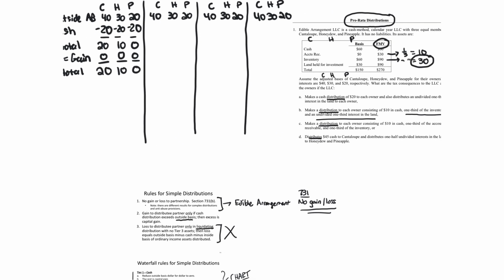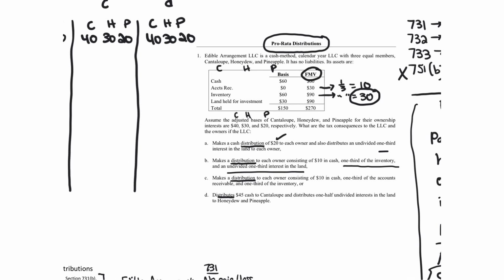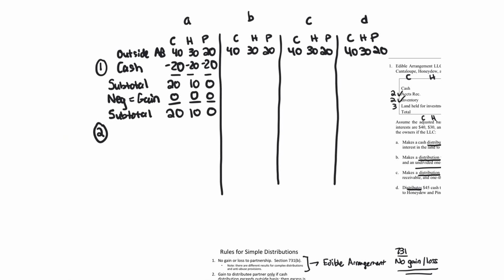So we already went through the cash, $20 of cash, and then 1/3 of land. Is the land a hot asset? No, because it's held for investment. To the partnership, it's a capital asset, therefore it's not considered an ordinary income tier 2 asset. That would be the accounts receivable and inventory here, right? That would be the tier 2 assets. Land held for investment is tier 3. So we have no tier 2 assets. Now, I'm going to leave some space here because in later problems, we might have to go further on. Okay?